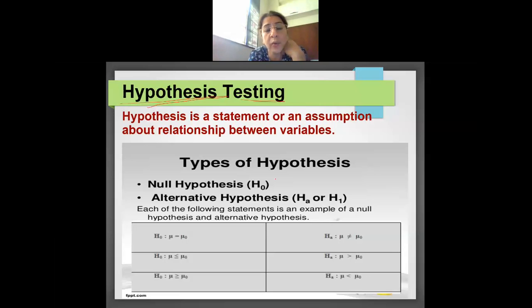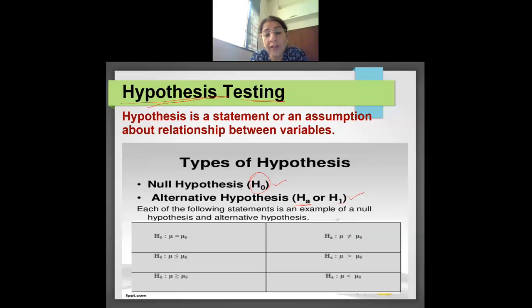Now, you can make two different kinds of hypothesis. One is the null hypothesis, another is the alternative hypothesis. The null hypothesis is denoted as H0, and the alternative hypothesis is denoted as H1 or HA. Both are valid. When the null hypothesis is true, you accept the null hypothesis, but when the null hypothesis is false, you reject it and accept the alternative hypothesis. So the alternative hypothesis comes into the picture when you are rejecting the null hypothesis.